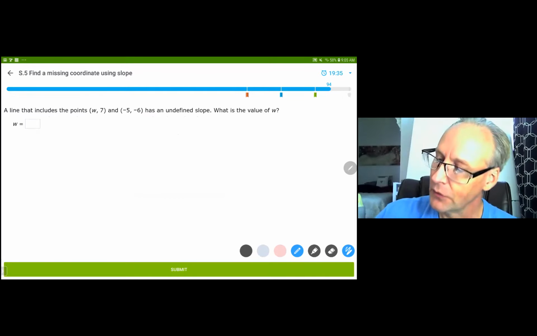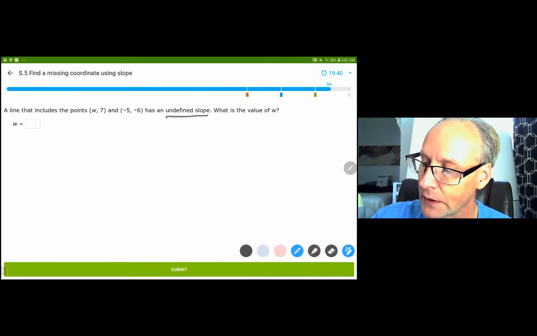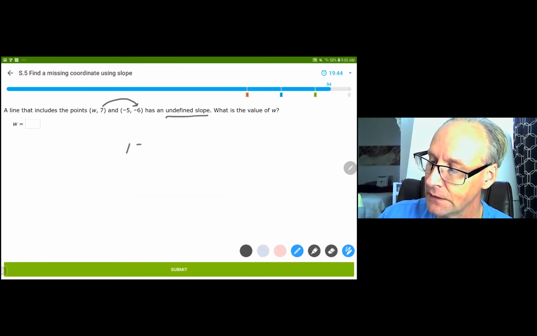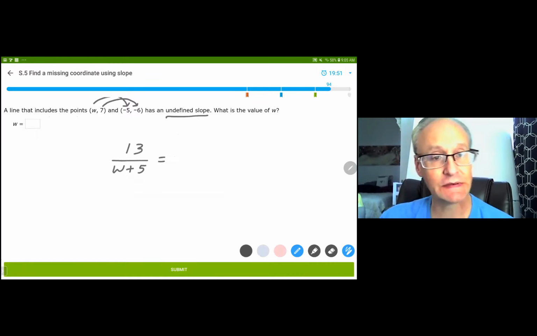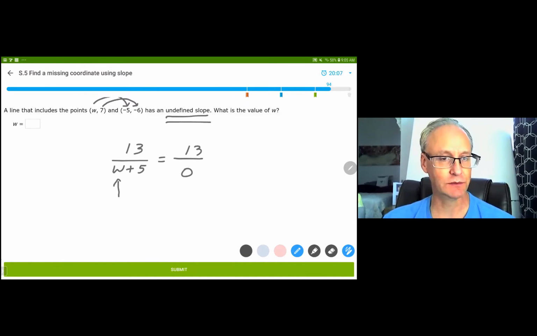All right, we're going to go with undefined slope again. So let's start with our point. 7 plus 6 is going to be 13 over w plus 5, which has to be undefined. Undefined slope is when you divide by 0. I could get into the reason for it, but maybe I'll do that another time. It doesn't matter what the numerator is, so I'm going to choose 13 for an obvious reason. Then I can see that w is negative 5.